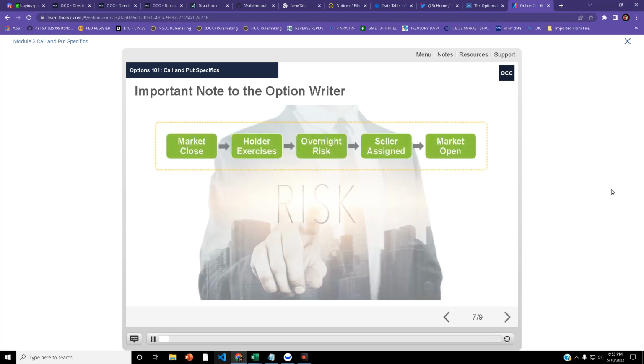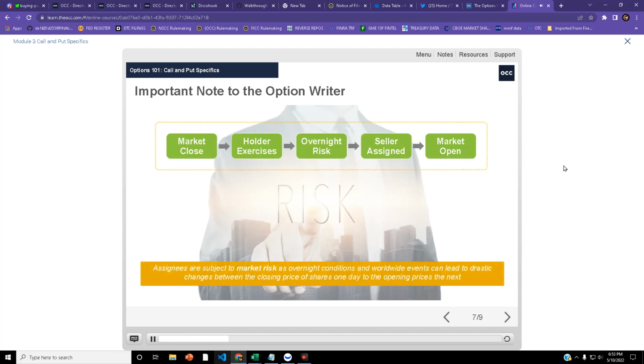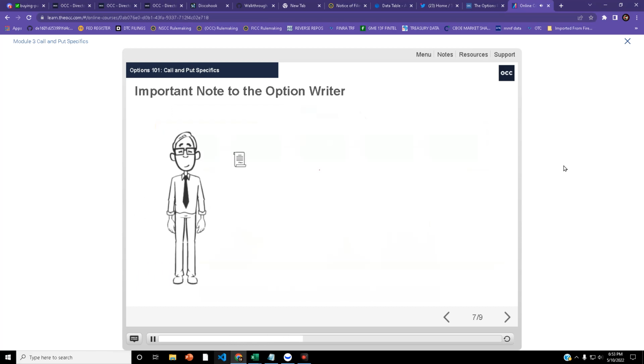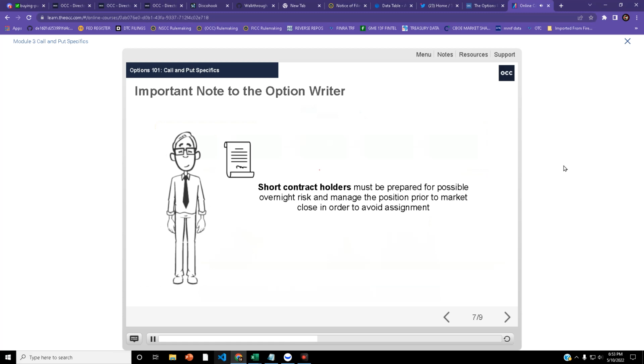After market close, exercise notices are processed and assignment notifications are generally received either overnight or the next morning. As such, assignees are subject to market risk as overnight conditions and worldwide events can lead to drastic changes between the closing price of shares one day to the opening prices the next. With this in mind, short contract holders must be prepared for possible overnight risk and manage the position prior to market close in order to avoid assignment.